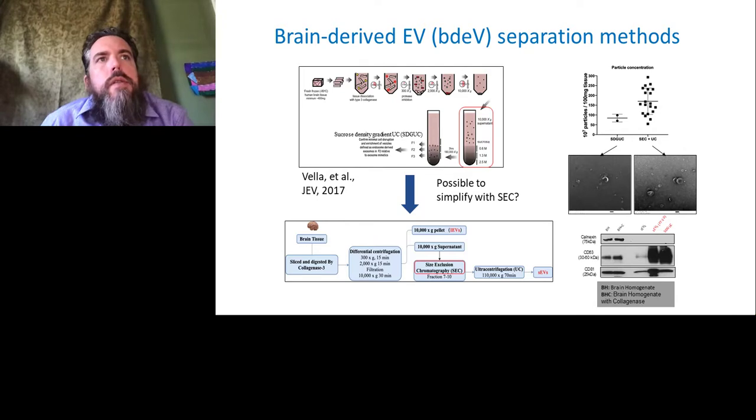So you can see those 2 EV markers on the bottom there. On the left is the brain homogenate and then also a collagenase-treated brain. But on the right, you see the comparison of the density gradient-containing protocol with the size exclusion protocol. And so in both cases, we have the enrichment of the lipid bilayer markers, but we also have the depletion of the calnexin marker.